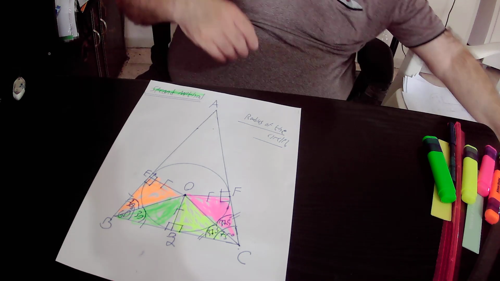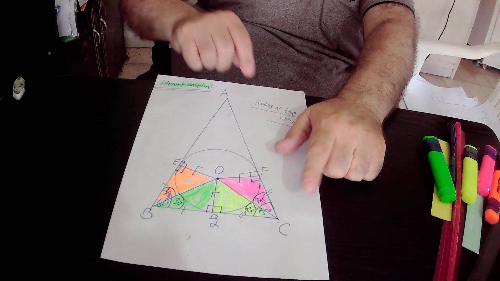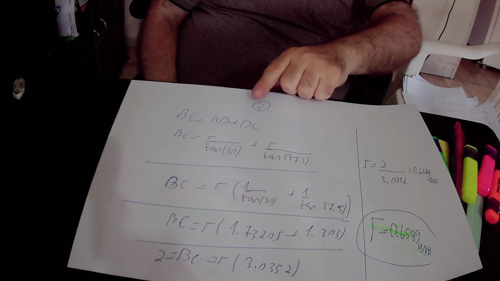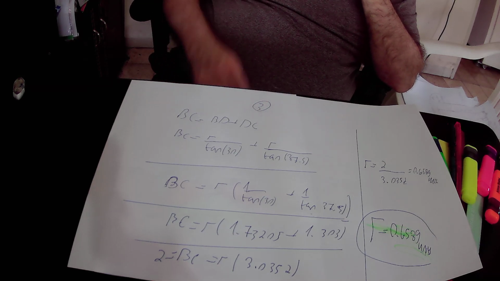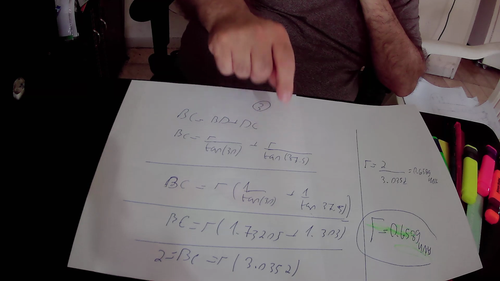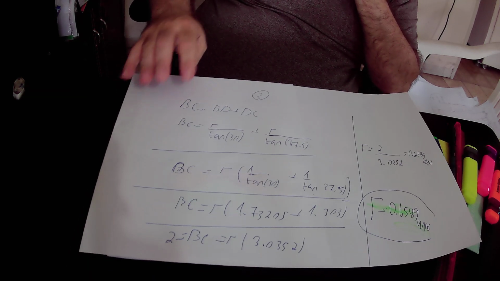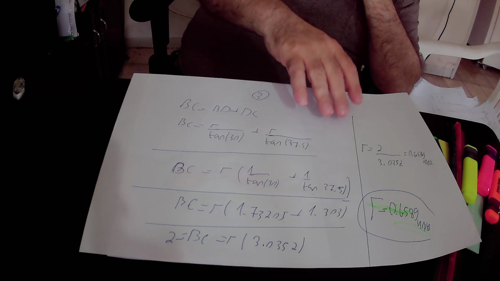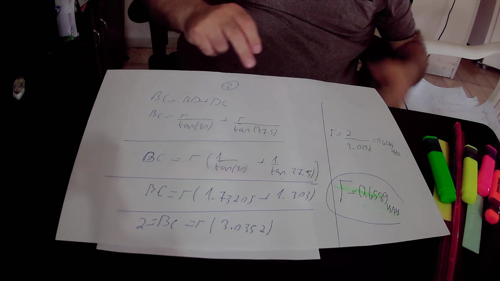It is very easy to see that BC equals BD plus DC. We have the value of BD and we also have the value of DC. BC equals 2 units, so now we have only one variable that is missing, that is R. And we found, according to the second method, that R equals 0.658 units.